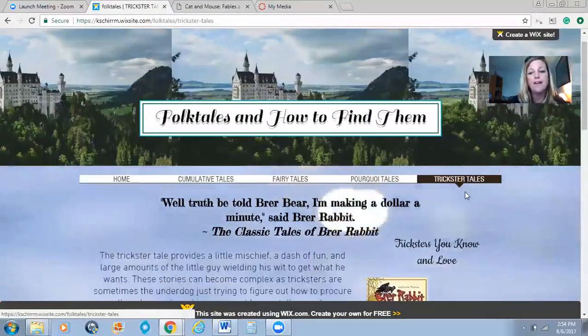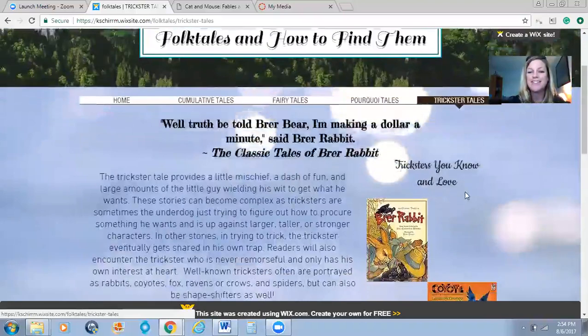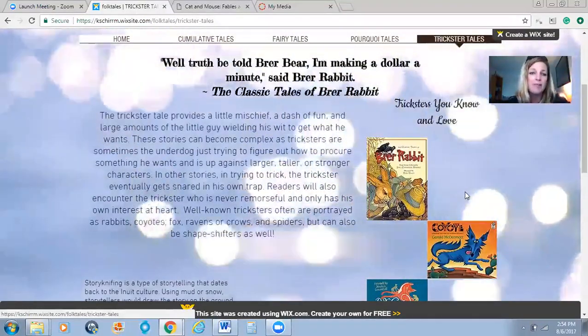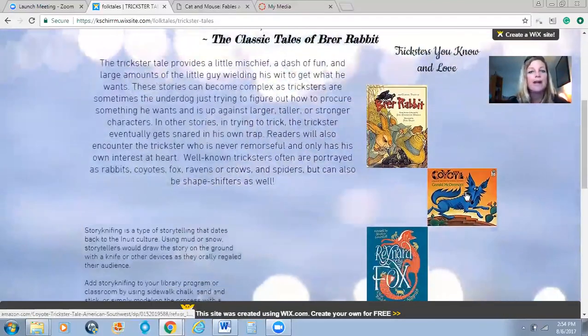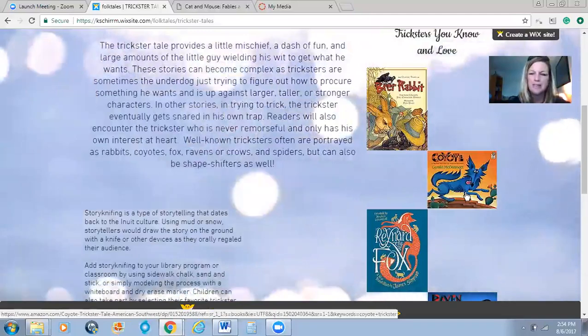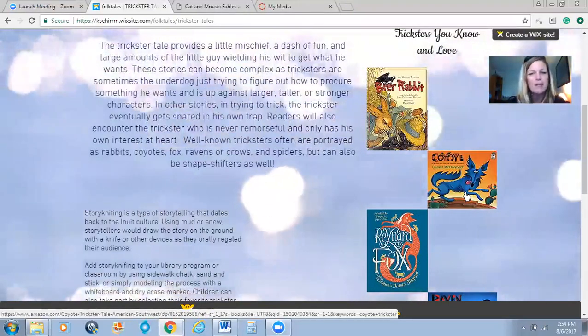And finally, we have the Trickster Tales. A little quote there from Brer Rabbit, who was one of my favorites. My mom used to read these stories to us when I was little, and they were always really fun because you just really didn't know what was going to happen, what this little trickster was going to get himself into. I think kids really enjoy that.